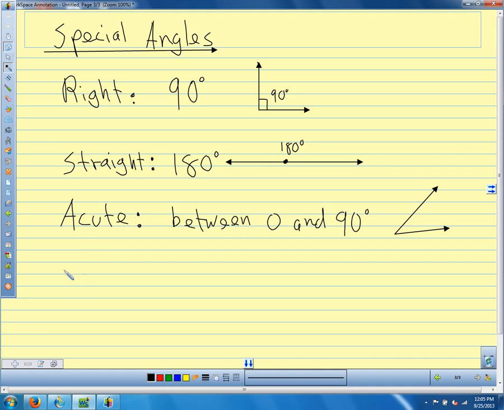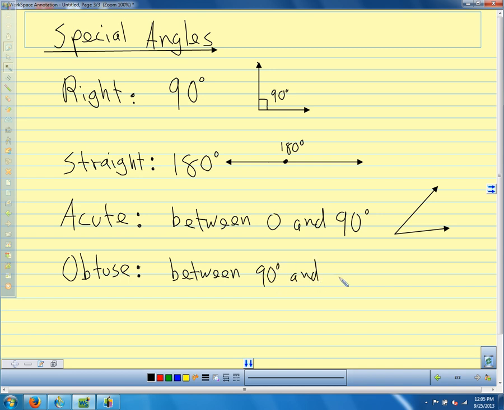And then the other special one is obtuse. From 90 to 180. So an obtuse angle is between 90 degrees and 180 degrees. So just a bigger angle, bigger than 90 degrees. So there's my obtuse angle. Put my vertex there to fill in that gap. So those are our special kinds of angles: right, straight, acute, and obtuse.